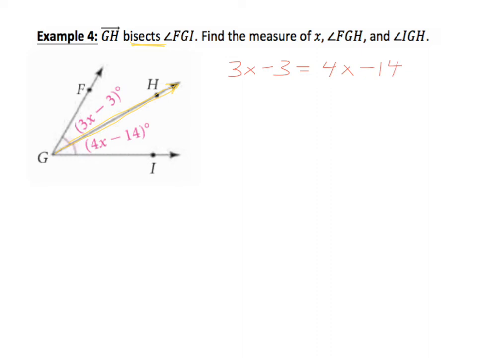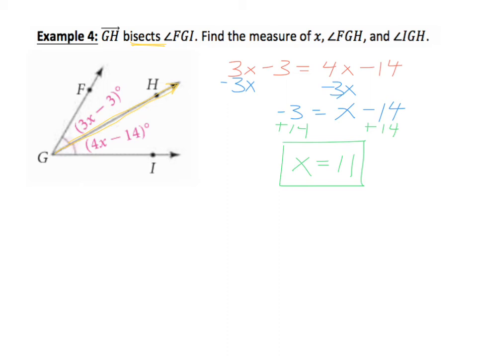Now we'll just solve for x. Let's bring all the x's to one side. So I'm subtracting 3x from both sides, and that gets us down to negative 3 equals x minus 14. Now if we add 14 on both sides, that gets us down to x equals 11. So that's the first part of our answer. But make sure that you always read the directions carefully, because in addition to finding x, we also need to find the measure of angle FGH and angle IGH.